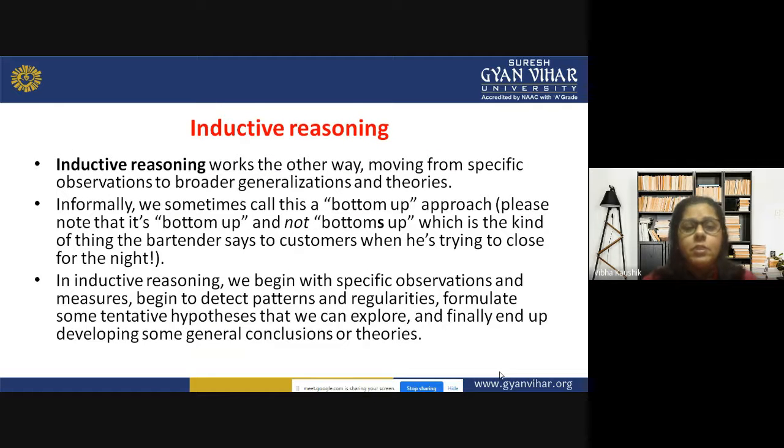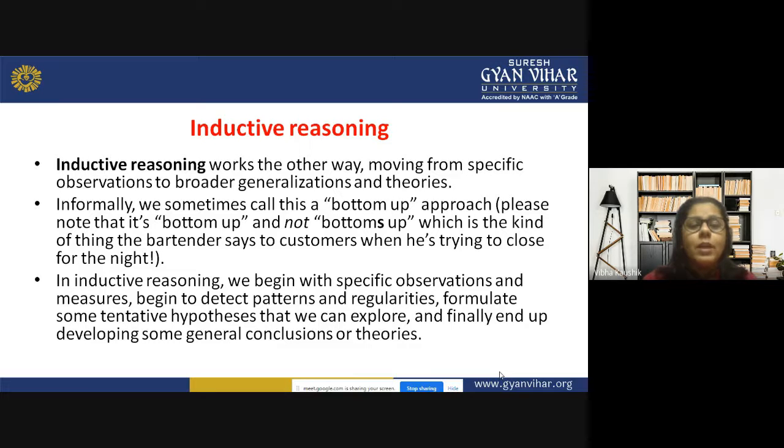Now, inductive reasoning. Inductive reasoning works the other way. Inductive reasoning is different from deductive reasoning, moving from specific observation to a broader generalization and theory. In deductive reasoning, we are moving from general to specific, but when we are talking about inductive reasoning, we are moving from specific observation to broader generalizations and theories. Informally, we sometimes call this a bottom-up approach.